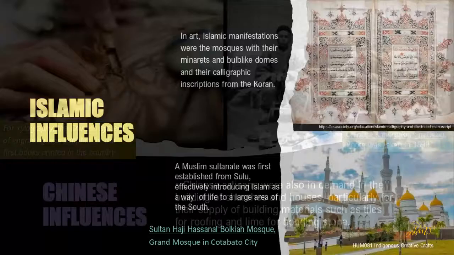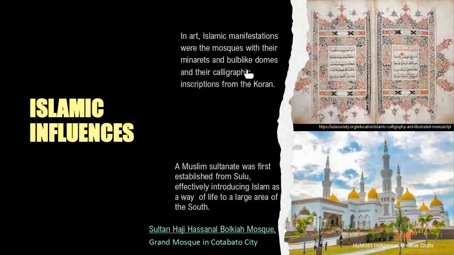And then furthermore into the Islamic influences, we have in art, the Islamic manifestations were the mosques with their minarets. These are their minarets, the tower-like thing. And then we have the bulb-like domes, looking like garlic. And their calligraphic inscriptions. The way that they write is already an art in itself from the Quran.